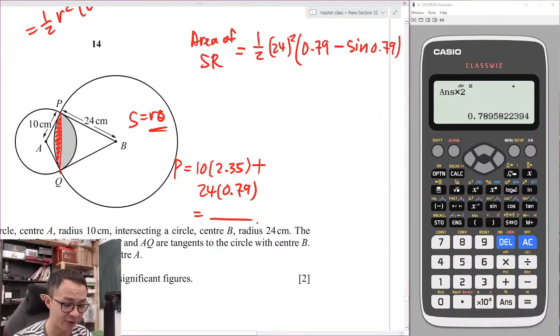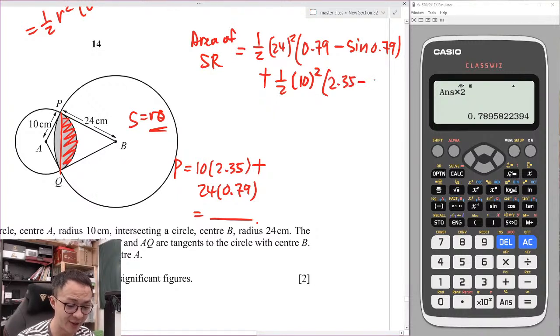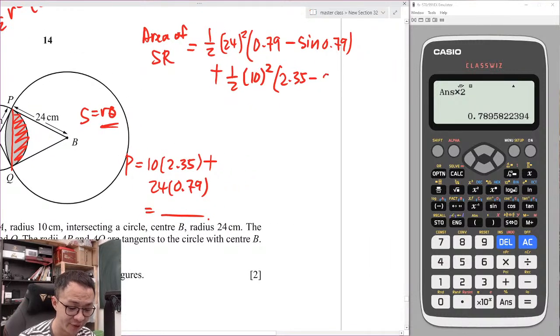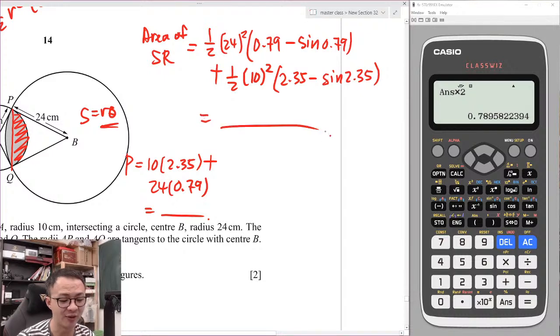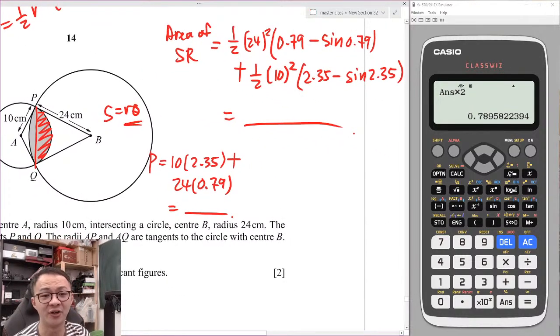Okay, this is the area of segment for the first part, and then I want to find the area of segment for the second part, which is here. So I need to add half r squared theta, and then half r squared theta will be 2.35 minus sine 2.35. Alright, then you type it in a calculator, you will easily get the area of the shaded region here.